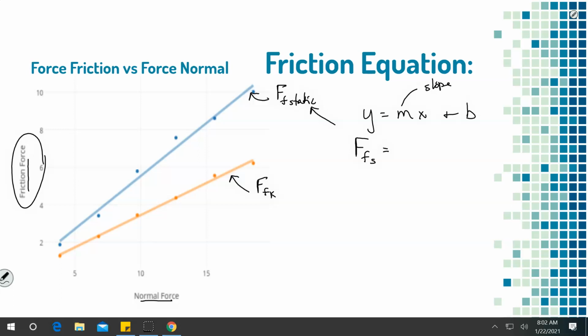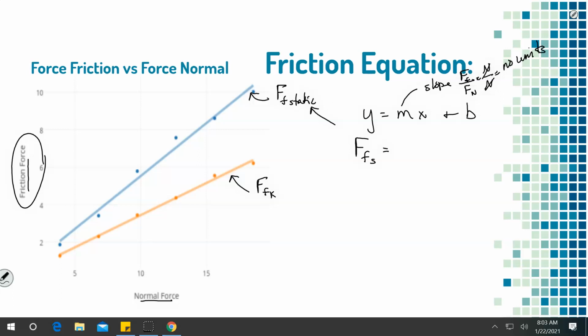Now, this slope value is really one force divided by another, so this would be force friction divided by force normal, because it's the rise over the run. If you notice that, it would be newtons over newtons. They would cancel out. It has no units.